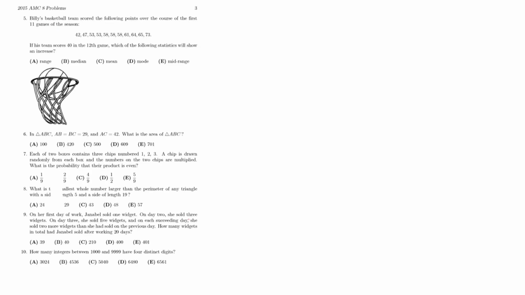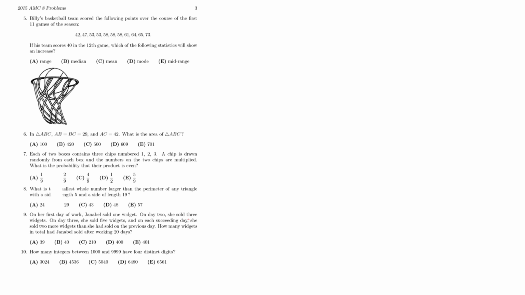Number 5. Billy's basketball team scored the following points over the course of the first 11 games of the season. If his team scores 40 in the 12th game, which of the following statistics will show an increase? So look at the 5 choices. The range, the number 8. Choice A is the range.